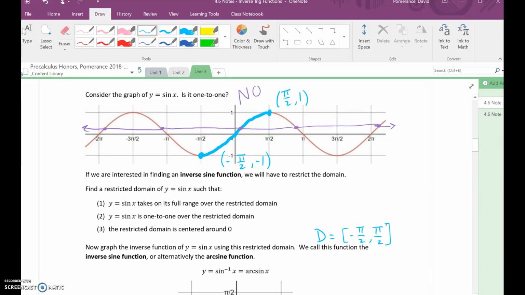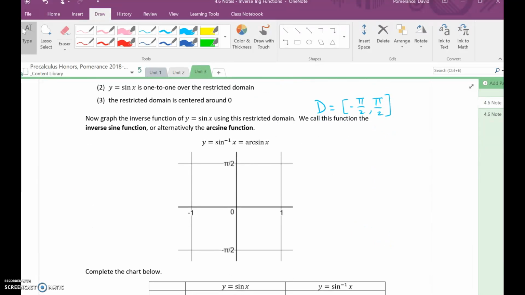So let's see how it looks to graph this thing. Remember that each one of these points is going to swap its x and its y. So for the inverse, the x and the y are going to swap places. So instead of pi/2, 1, we have 1, pi/2. And instead of -pi/2, -1, we have -1, -pi/2. Instead of 0, 0, we have, oh wait, it's still 0, 0. So those 3 points we know for sure. And then we're going to switch some other points as well.